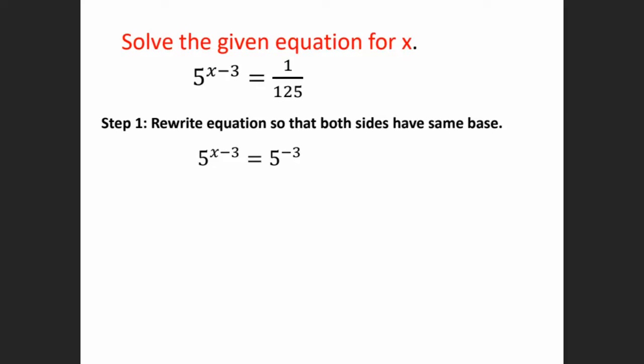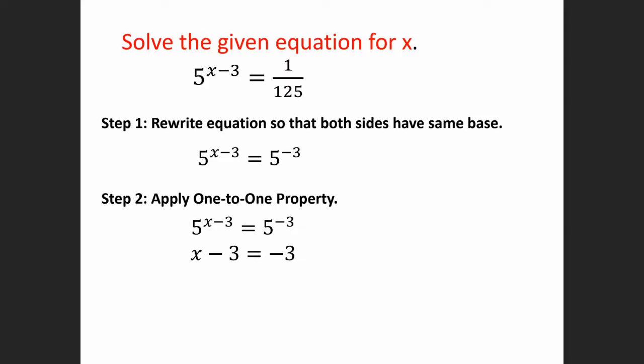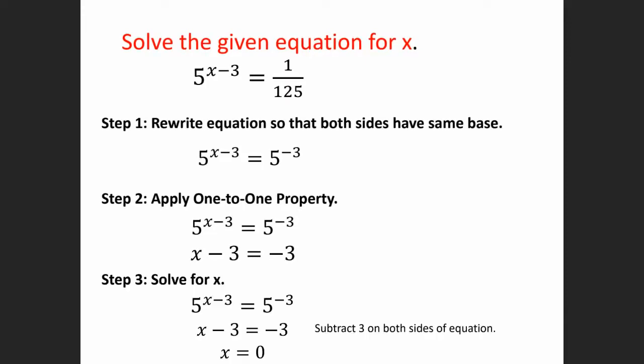So I'm going to use one of my laws to move the base up. I take the reciprocal and I change the sign. So this is going to give me 5 to the negative 3. So now I can see that it's a straightforward one-to-one property. For these to be equal, the exponents also have to be equal. So I would set my exponents equal to each other. x minus 3 is equal to negative 3. Add 3 on both sides to solve for x, and I get x is equal to 0. And again, when you're doing these problems either on your homework or on your test, it's also good to check to see that your answer is correct.